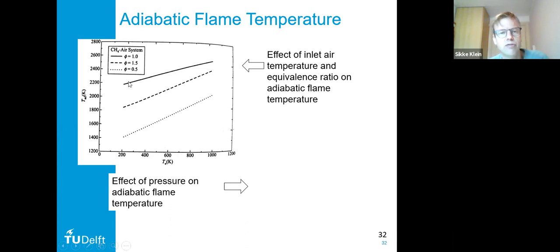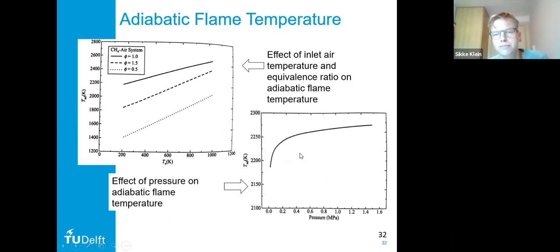And we see this is for VS1 is the highest, and for the other ones, VS1.5 and 0.5, so a rich and a lean flame, you see that you have lower adiabatic flame temperature. And you have the same thing on the pressure. You also see a little bit of impact on the pressure. That really has to do with a change of equilibrium and also a change in CP. So there is some effect, not a very big effect, but there is some effect of the pressure on the stoichiometric adiabatic flame temperature.